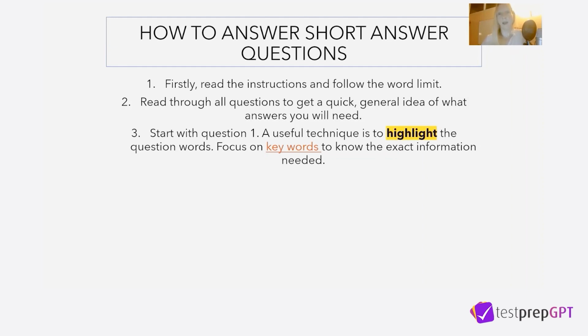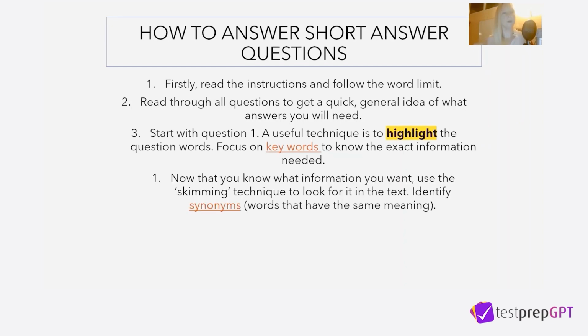So if you have a highlighter, if it is a paper-based test, use your highlighter to highlight the question words. So for example, highlight what or where or when. So that way you can quickly identify what you're looking for in the answer. So circle or highlight the question word. Next step is to, now that you know what information you want, skim the text to find the synonym or to find the key words in the text.